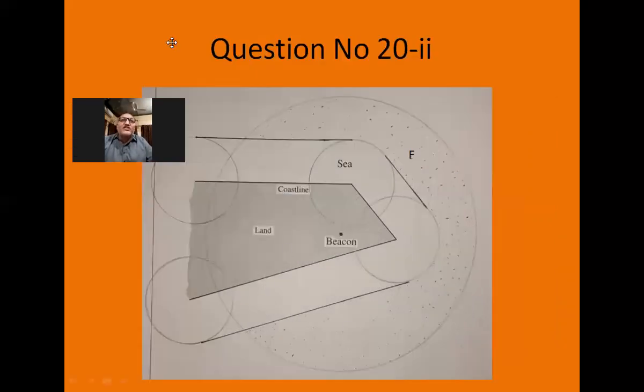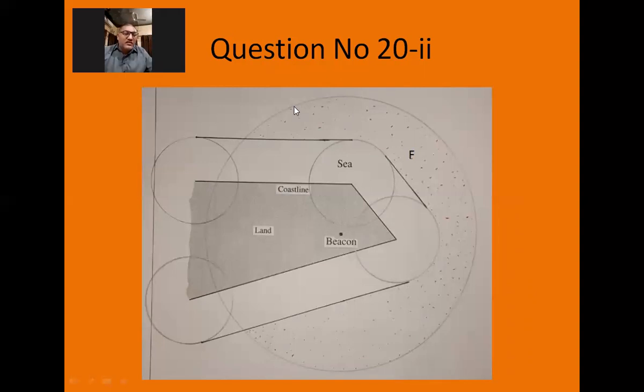How do I shade it? They said that it should not go more than 6.5. So you have to remain inside that circle, but you have to remain outside this black line. So this is the shaded area where that boat can be. It's a 4-mark question. Hopefully you understand.